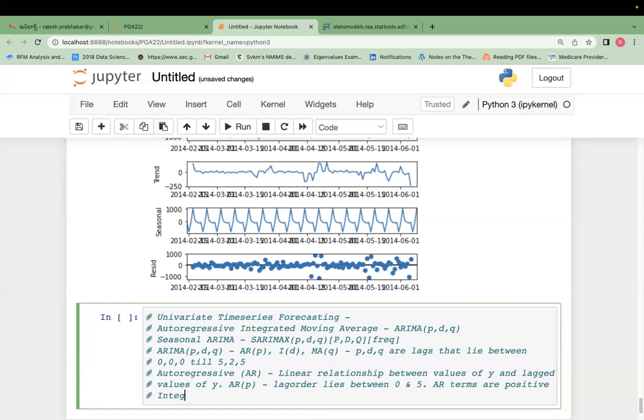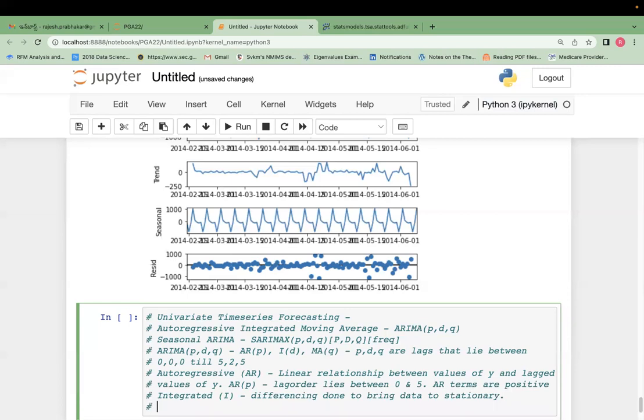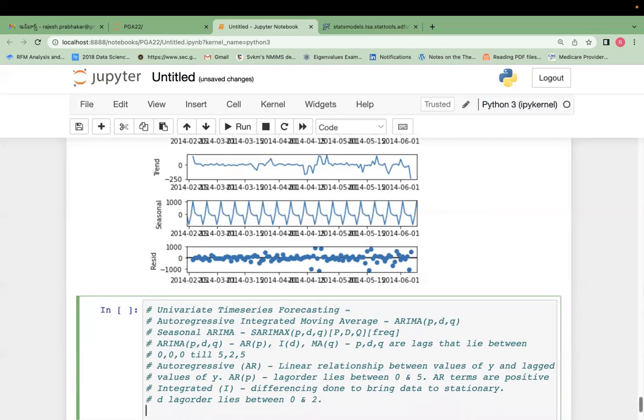Then integrated, the I component, is the differencing done to bring the data to stationary. The D lag order lies between 0 and 2.